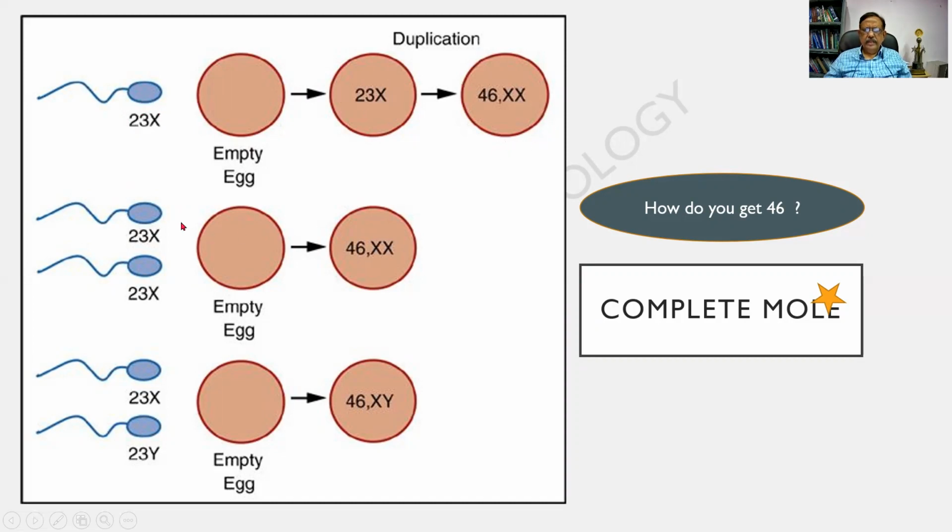In this case, it is being fertilized by two spermatozoa, the empty egg being fertilized by two spermatozoa, and I get 46 XX. And in the third case, both are XX here, whereas one is X, one is Y in the third one. With the empty egg, I get 46 XY. So that is how I get 46. This particular diagram, you people can memorize and draw. It is important in the pathogenesis of the complete mole.